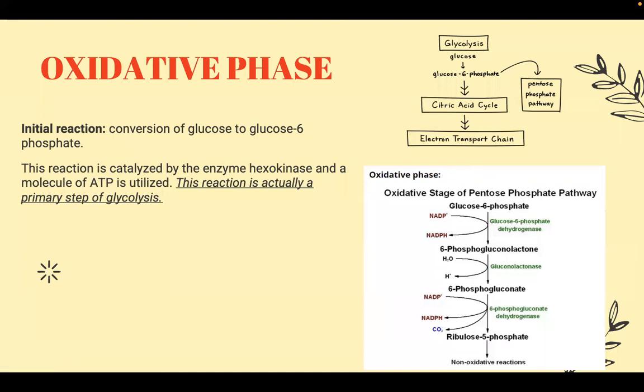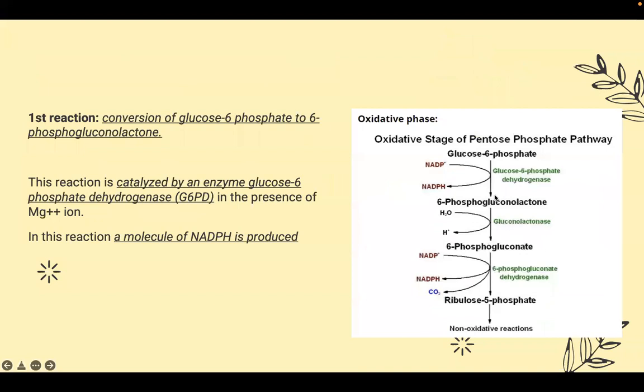Ano yung enzyme involved? That is what we call your hexokinase. However, meron din pong mga molecules such as ATP. Ginagamitan din po siya ng ATP. Okay, so next, pwede na tayo mag-proceed from the glycolysis, glucose 6-phosphate. So next step na po tayo.